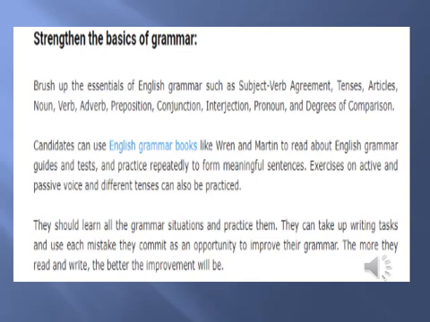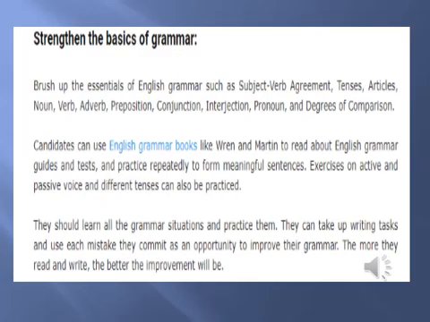Candidates can use English grammar books like Rain and Martin to read about English grammar guides and tests and practice repeatedly to form meaningful sentences. So traditional grammar is very important, and therefore you can refer to Rain and Martin book. Exercises on active and passive voice and different tenses can also be practiced. So you must practice on voices too, then different tenses. So what tense is used in a particular part of a sentence, that you should know, and then the same tense will be followed in another part of the sentence.